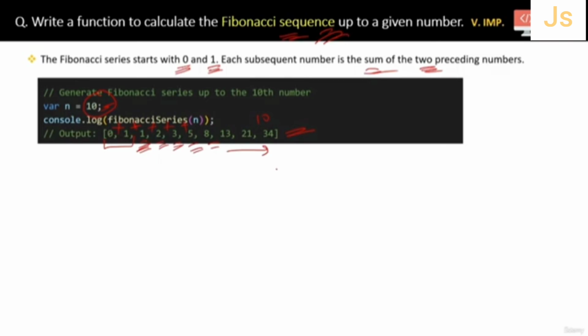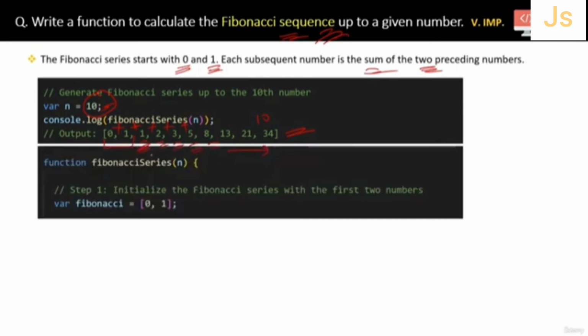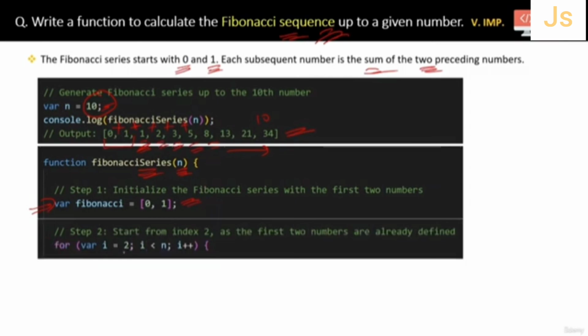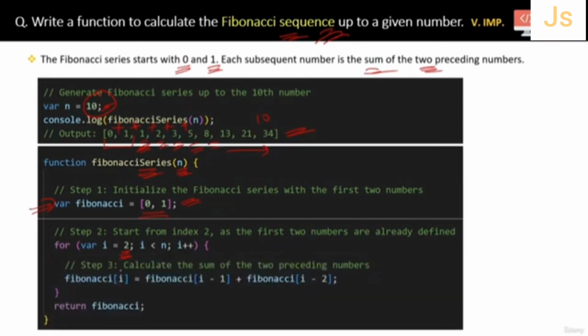Okay, so now for this, first we will create the function and we will pass 10 as the parameter. Then first we will initialize the Fibonacci series with the first two numbers, which are always 0, 1. We know. Second step, we will use the for loop, where we will start from index 2, which means the third element, because first two elements 0, 1 we already have. And we will set the value at index position 2 as the addition of the second and the first element, which is 1 plus 0 equal to 1.